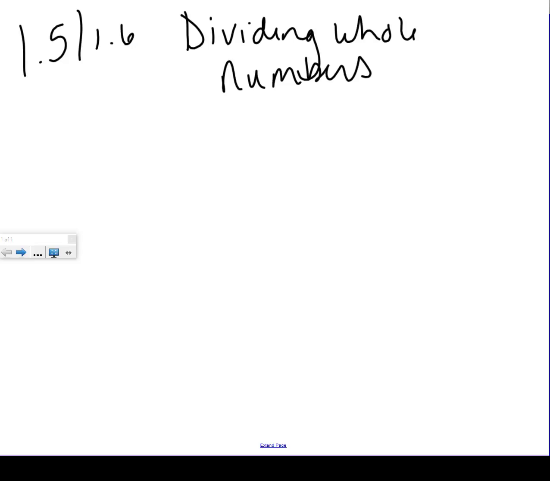1.5 and 1.6 are combined together because both sections are about dividing whole numbers. All right, so we're going to start talking about a scenario. Suppose that you are going to lunch at Jersey Mike's and your total is $18. And you need to divide this out among yourself and your two friends. So 3 people total are going to pay for this $18.